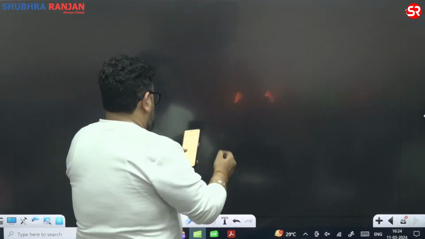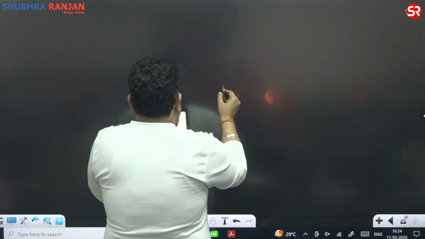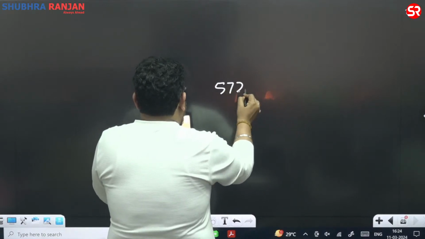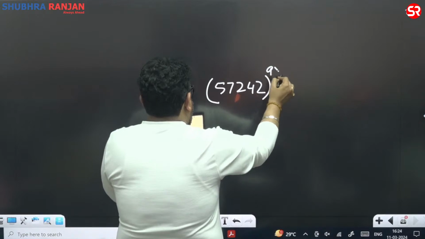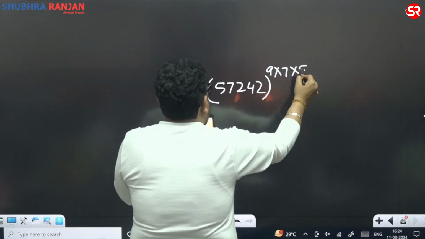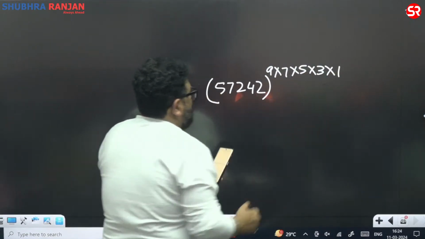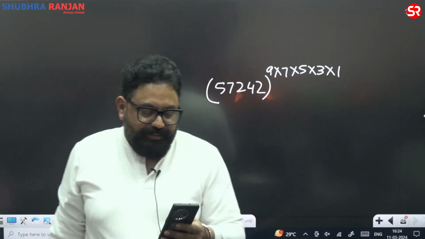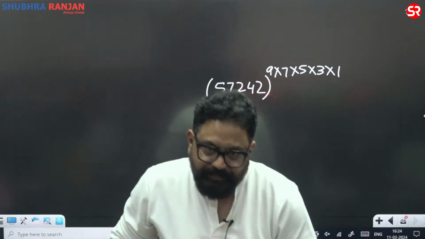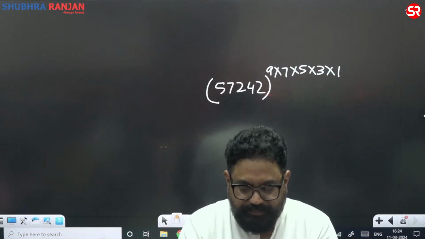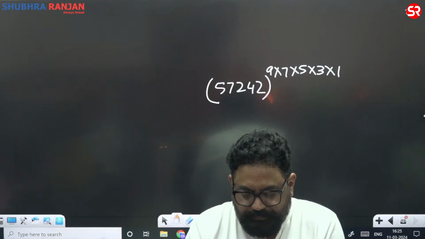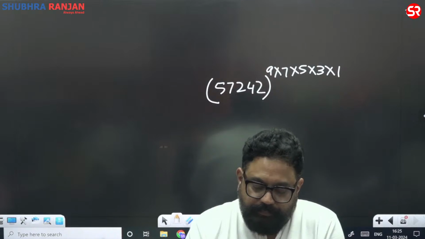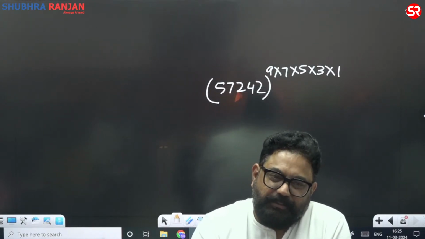फाइंड द यूनिट डिजिट ऑफ 57242 raised to the power 9 into 7 into 5 into 3 into 1. Find the unit digit. 2 4 6 8 are the options. Such a easy question.